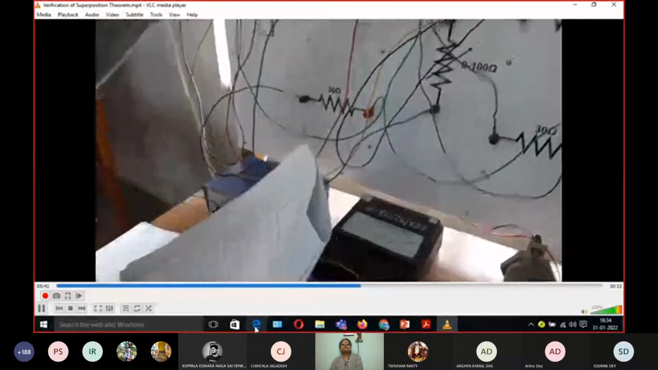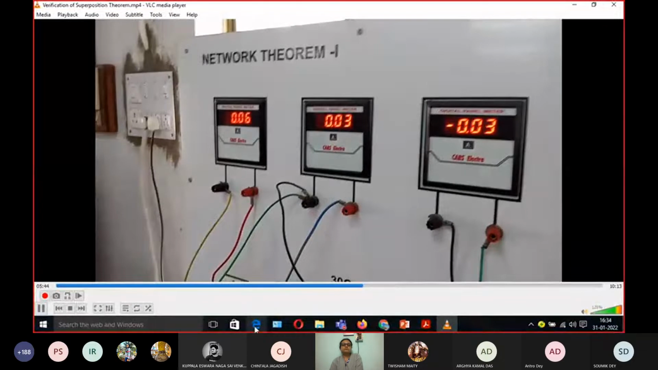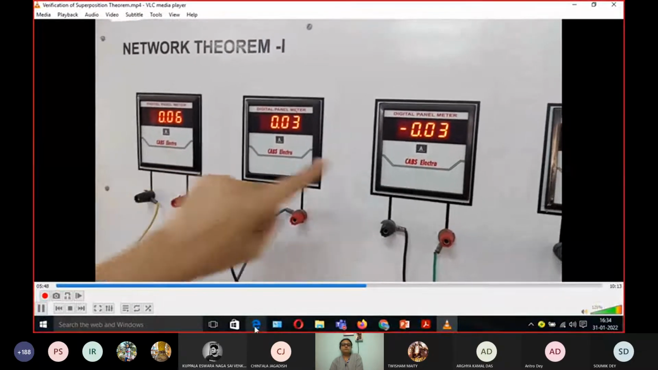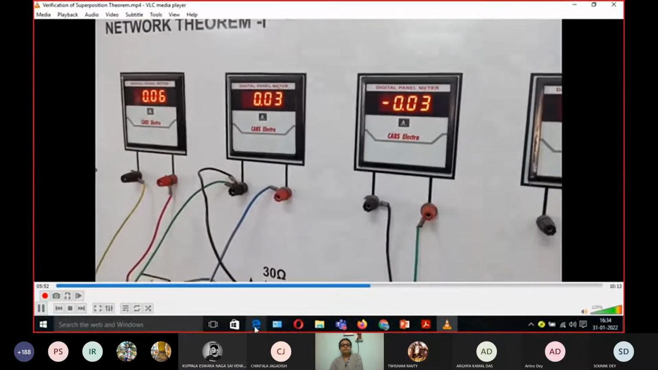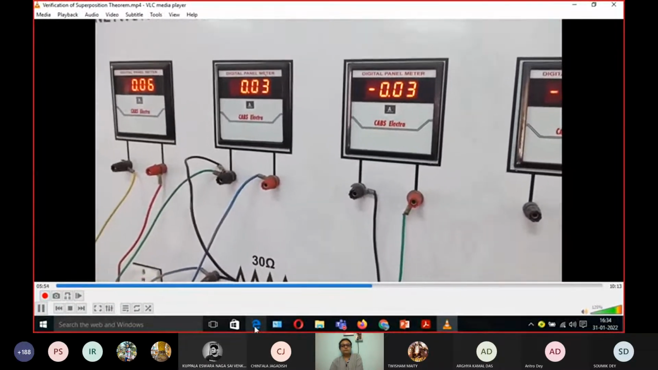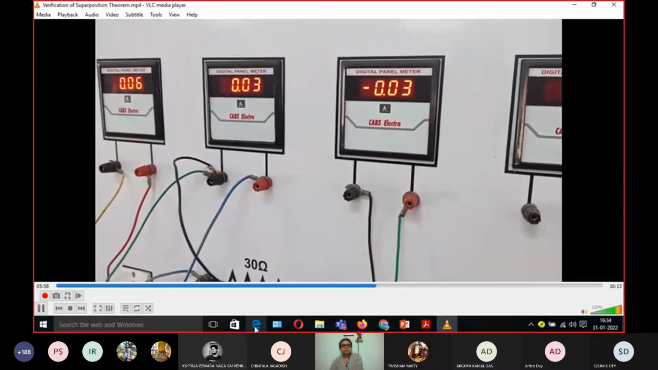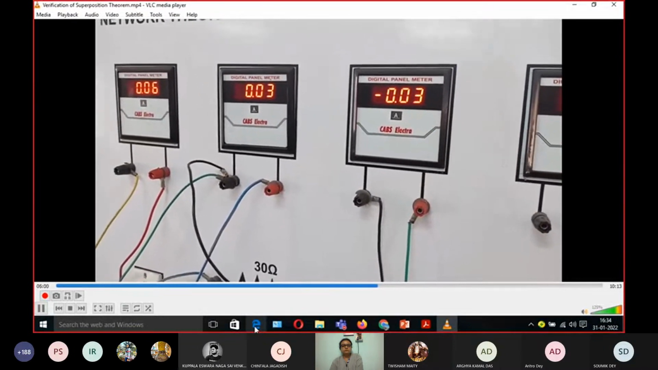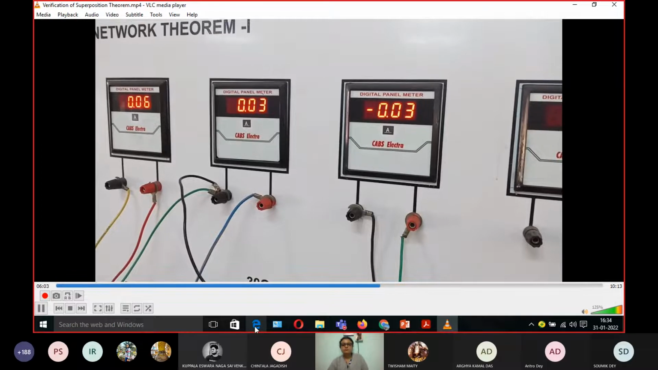Now these are the measurements. That is I1A. Next is I2A, and this one is I3A. Okay, so let me write it out. I2A is 0.03. So this is DC current.